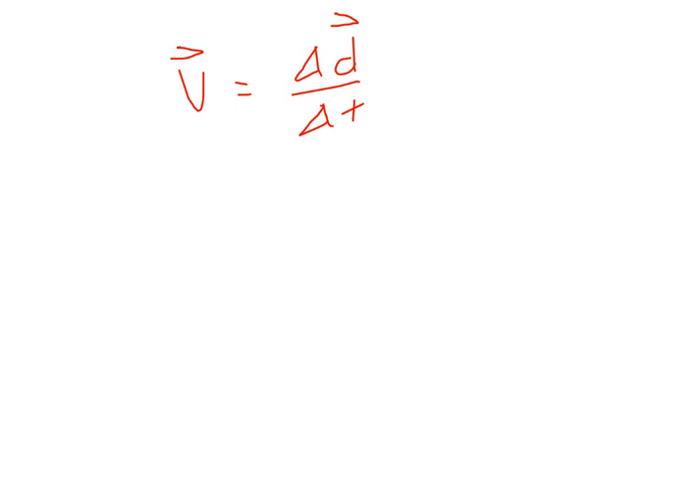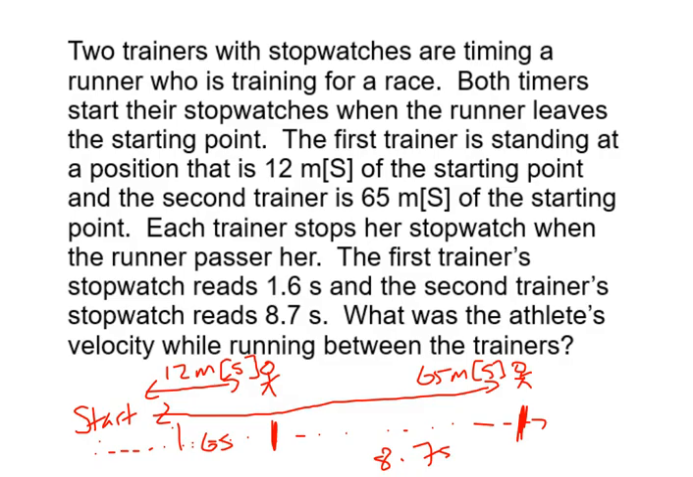In order to find the velocity, I need to figure out how far did you actually travel. Now, I actually have 2 numbers here. I had 12 and I had 65. You know what? I'm actually not going to be using either of those numbers, because what I'm really looking for is, from this point to this point during this time interval, how far did the person actually move? The answer is 53 meters. Because from here to here was 12, from here to here was 65.